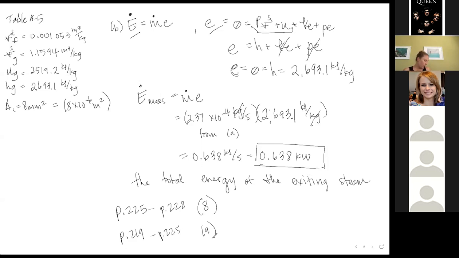These sections are titled, for other people in other books, flow work and the energy of flowing fluid. So look for the section with that title, flow work and the energy of flowing fluid. It sounds like a really boring book, but alas. All right.